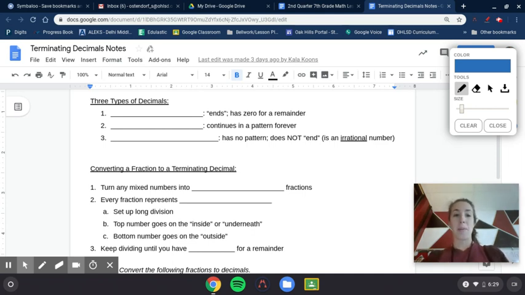So with your notes at the top of the page, you'll see that there are three types. The first one ends, which means it has 0 for the remainder. And these are the ones that we are going to be working with today. These types of decimals are called terminating decimals.